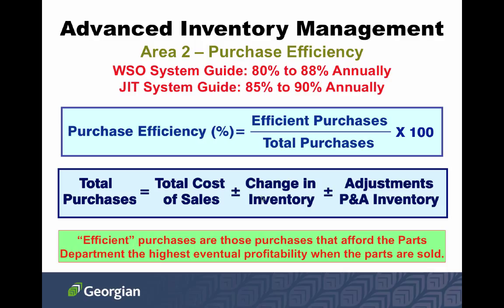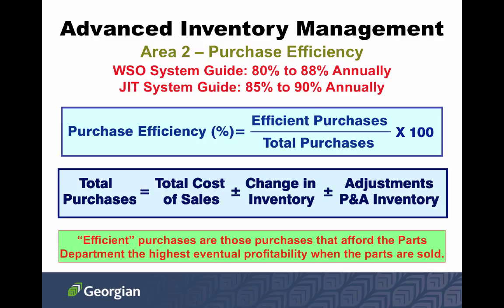And what are efficient purchases? Well, they're those purchases that afford the parts department the highest eventual profitability when the parts are sold. Clearly in a weekly stock order setting, that would be stock purchases, which give me the purchase discounts and the obsolescence accrual. In the just-in-time setting, any purchase will give me obsolescence accrual and maybe free freight, or however the source, as we've entered it into our DMS, may identify them as such. Efficient purchases afford you the highest eventual profitability because you're taking advantage of all the benefits that are out there.